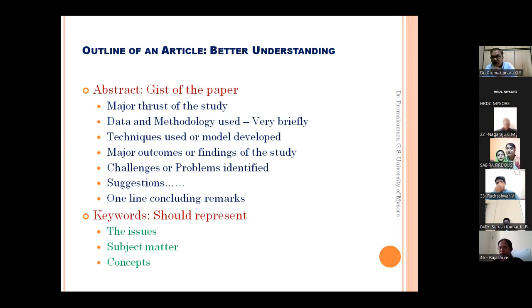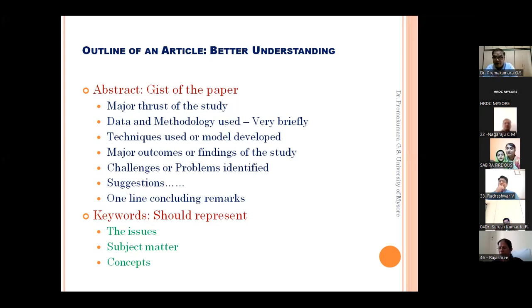Methodology is also important: the techniques you are using, or the method of interpretation you are following. Are you using the inductive method, the deductive method, or an inferential way of analyzing the issues? What are you going to use to explain? That has to be mentioned. Data and methodology, in one sentence, including techniques.